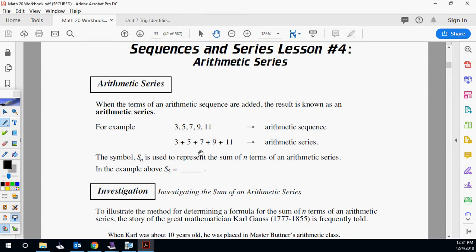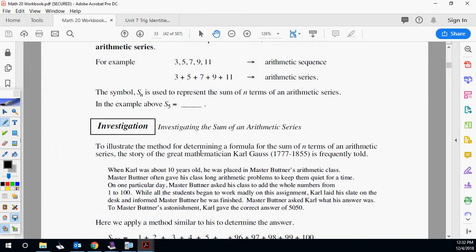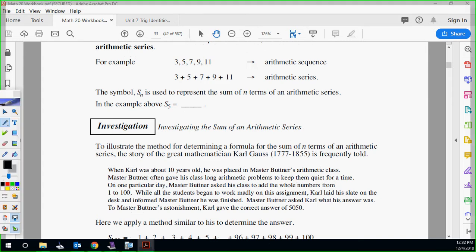The symbol S of n is used to represent the sum of the n terms in the series. So above there, S of 5, because there are 5 terms, what would that be? Well, you just add them. 8, 15, 24, 35. So that'd be 35 for that first quick example, if I added the 5 terms there. For every series, you add the pattern. It's called a summation.